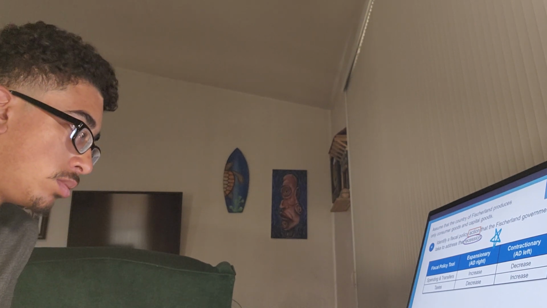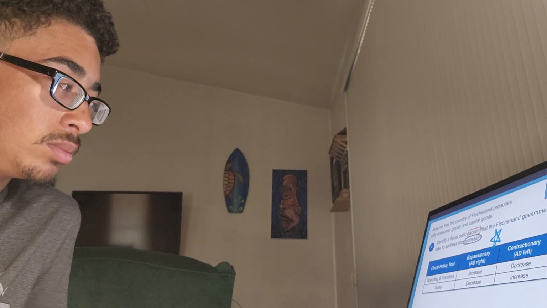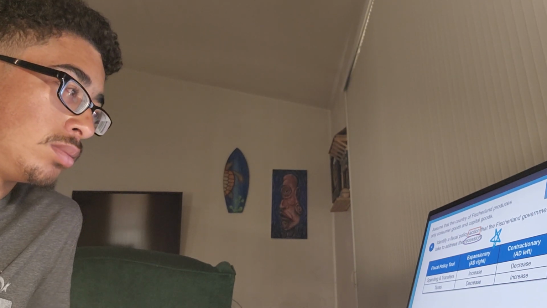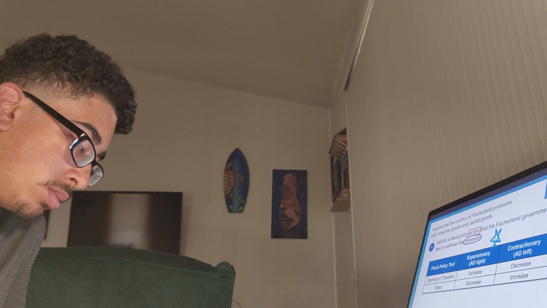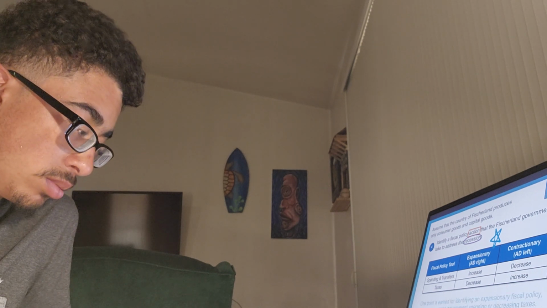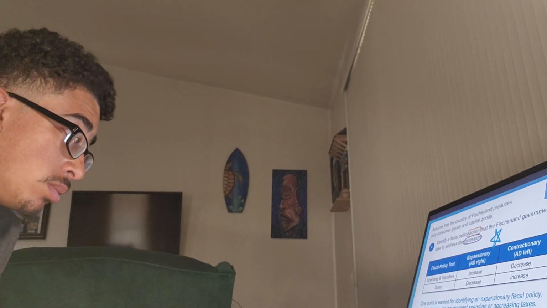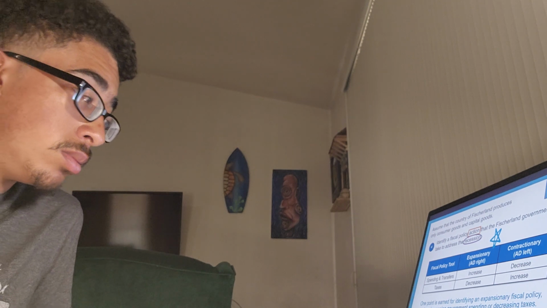Because we're trying to cure a recession or address a recession, we're trying to increase aggregate demand. We're going to want to increase our spending and transfers. We're going to want to decrease our taxes. Our correct answer is going to be to identify increasing government spending or decreasing taxes. Either of those would do.